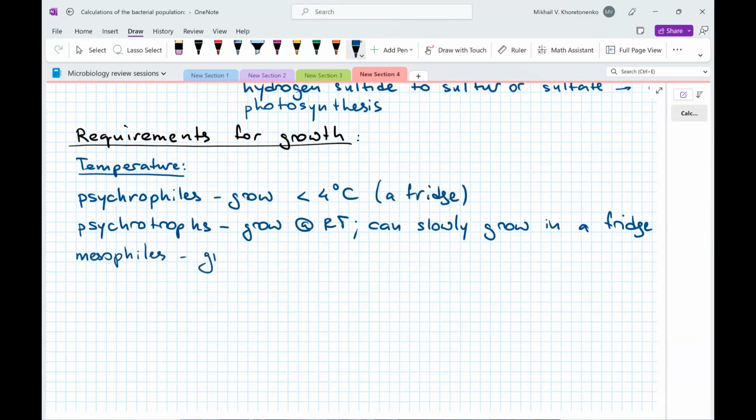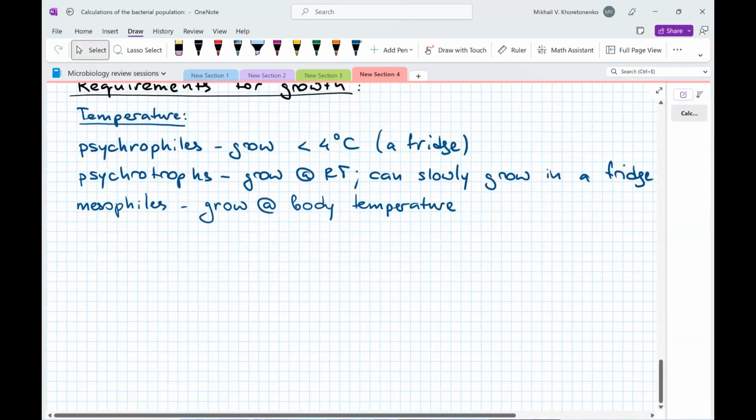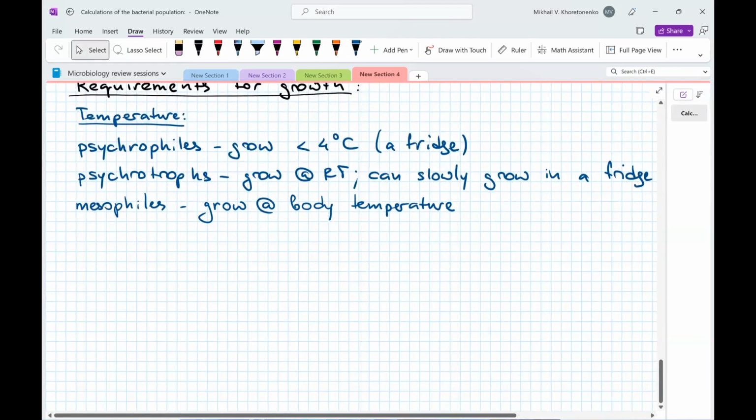Mesophiles grow at body temperature. Now, will I ask you about the specific temperatures, like numbers? No. But you have to know, like if I ask you psychrophiles, where would they grow? You tell me they would grow in the fridge only, not at room temperature. Does that make sense?